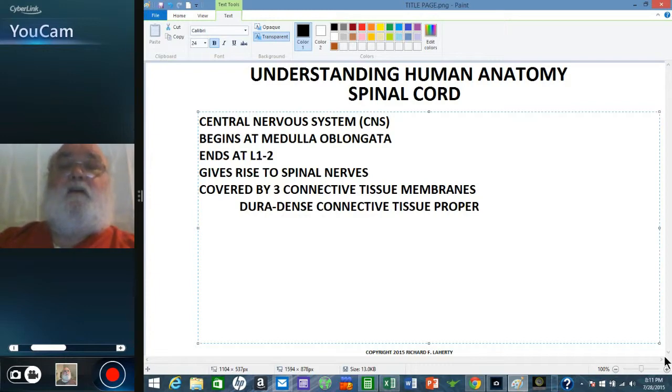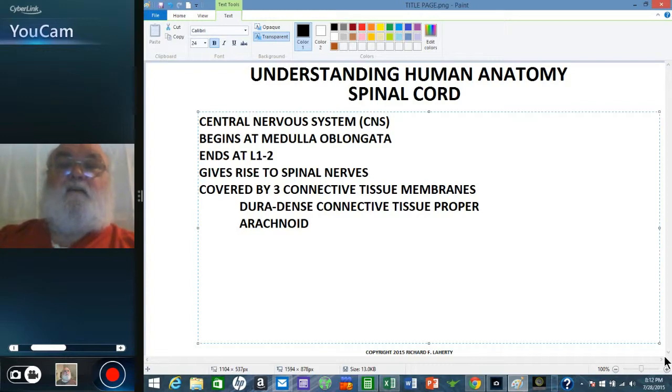Deep to the dura is the arachnoid, and the arachnoid is a rather delicate membrane that resembles a spider's web. In other words, a lot of fine filaments and processes that extend and interconnect.